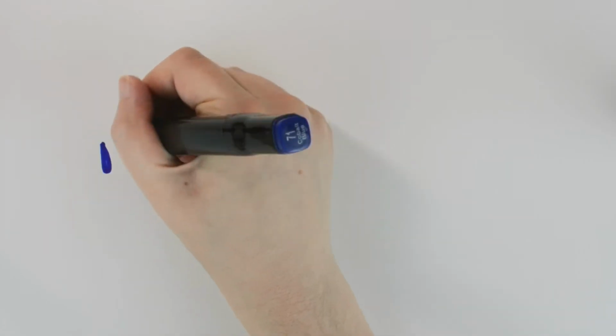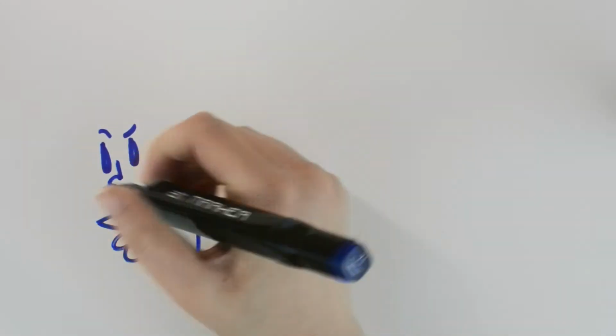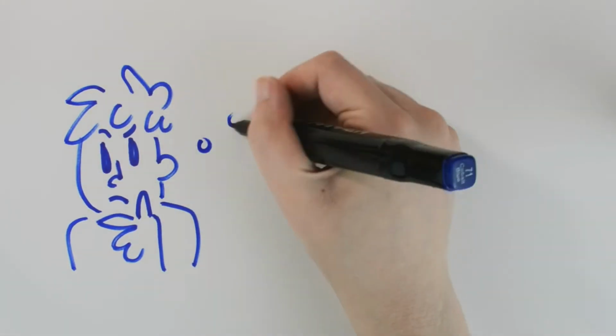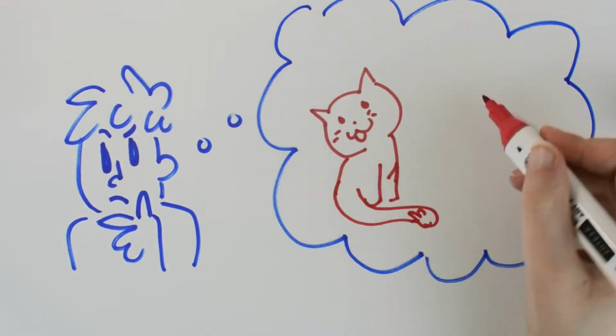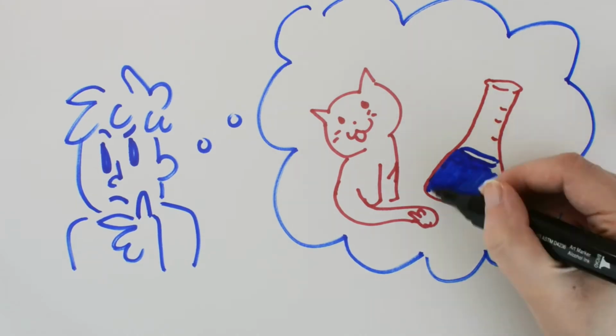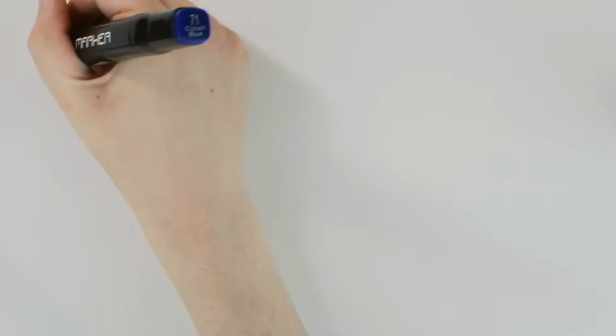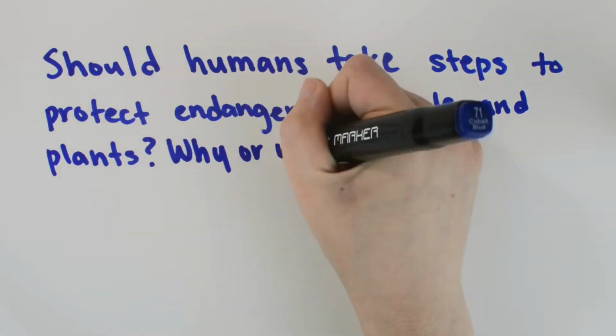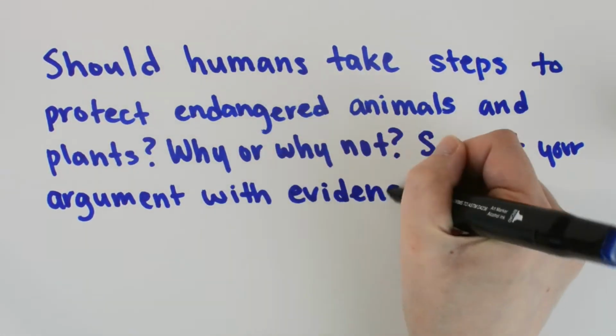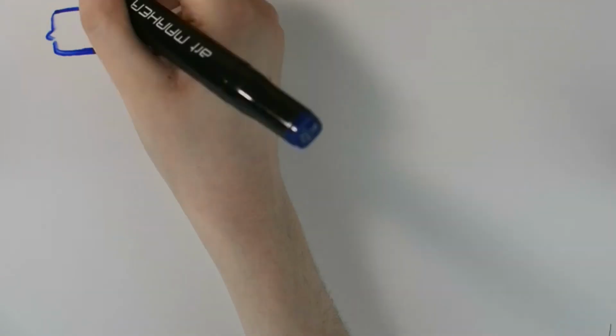Let's take a deeper dive into thinking about how you might begin writing an argumentative thesis. Say you are required to write an argumentative paper for your animal sciences class. Your instructor asks you to address the following prompt: Should humans take steps to protect endangered animals and plants? Why or why not? Support your argument with evidence.